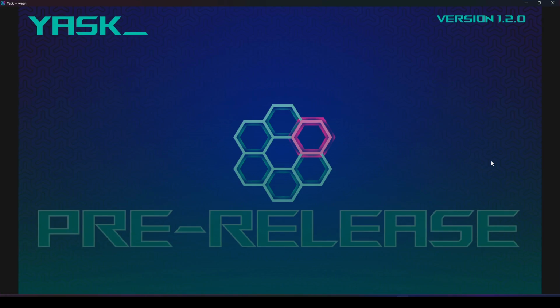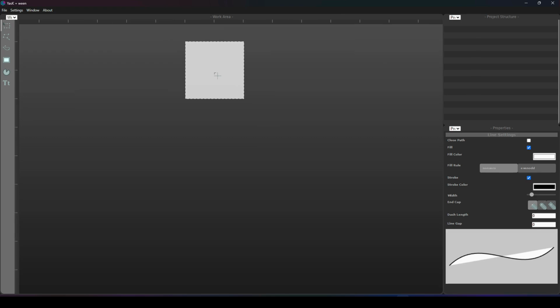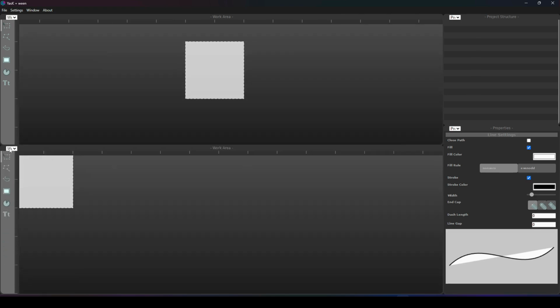Good morning, my name is Rebel, and today I'm going to show you how you can introduce circular and spiraling motion using the shape nodes editor inside of YasK.